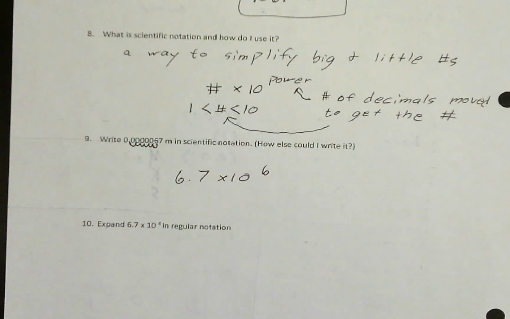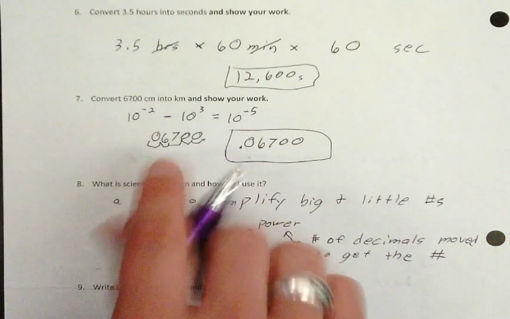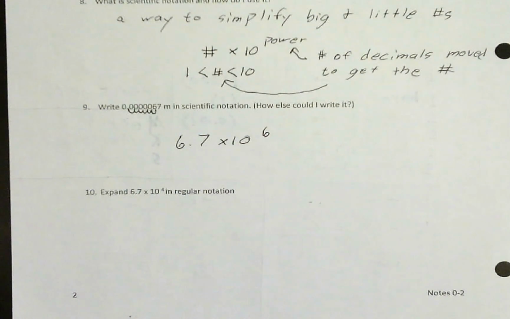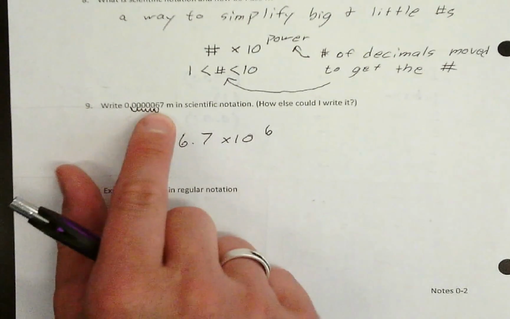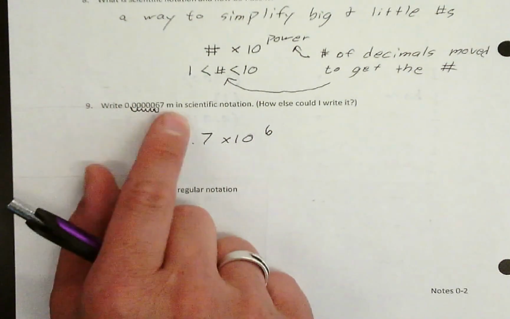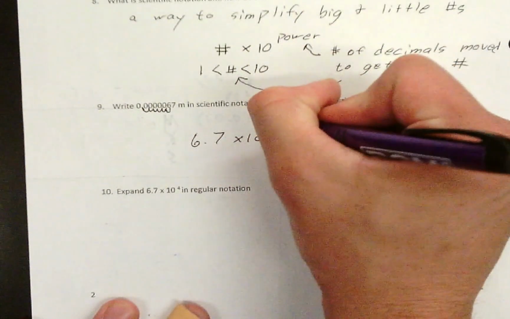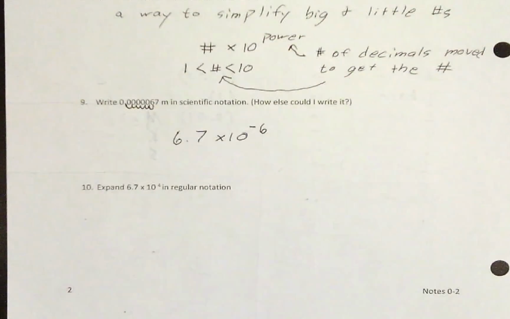Last thing. Remember how we had positives and negatives up here? We still need to do positives and negatives. Negative means the number was small, so when I move this decimal, I would move it left. So the number I started with was small, so it would be a negative 6. If that number was big, if it was 67,000, and I moved the decimal 6 spots, then I would have positive 6 because the number started big.